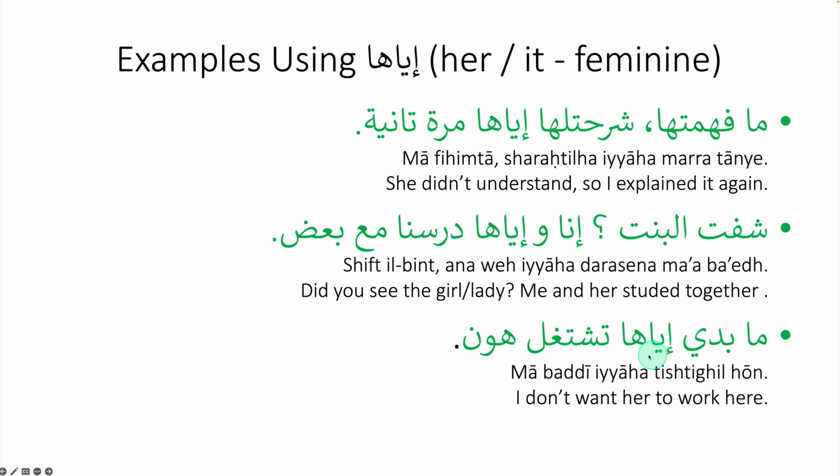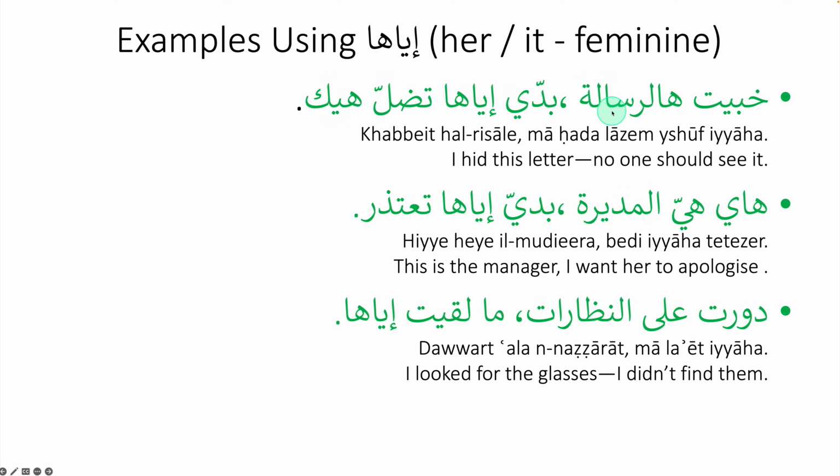ما بدي إياها تشتغل هون. I don't want her to work here. For example, ما بدي إياها. I don't want her. خبيت هالرسالة. I hid this letter. بدي إياها. I want it تضل هيك, to stay that way, to stay hidden. So I don't want anybody to see it. So they will use إياها to make the sentence a lot clearer and put emphasis on what you want.